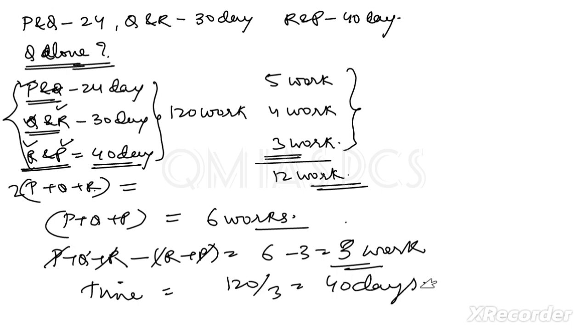If it is asked about P, you can subtract this one from this 6 work. If it is asked about R, you can subtract this one from this 6, so you can get that value. Okay, so I think you understood how to approach this type of question. I have solved a few numericals in 2 methods. If you are finding the second method easier, you can solve those questions with this method. Whatever your easiest method, you can try that one.